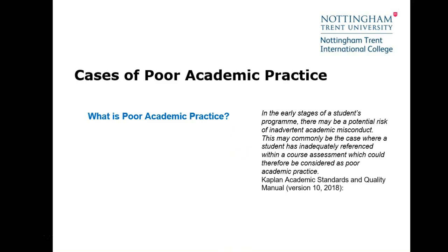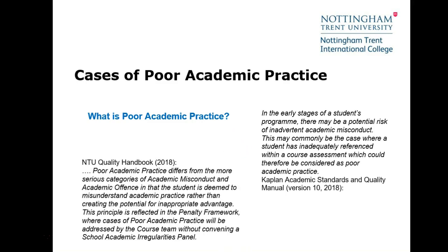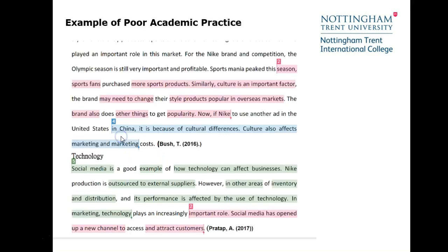This is mirrored in the NTU Quality Handbook, which has a similar kind of definition. Poor academic practice differs from the more serious categories of academic misconduct and academic offence in that the student is deemed to misunderstand academic practice rather than creating the potential for inappropriate advantage. So a difference here is being made around the intention that the student has. So this is an example of the kind of thing that we would treat as poor academic practice.